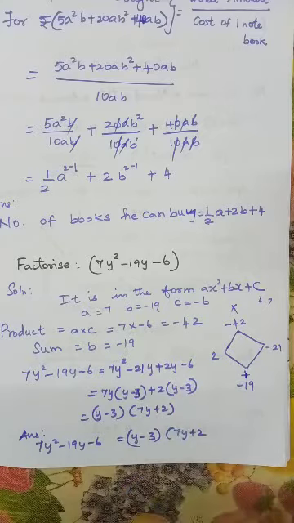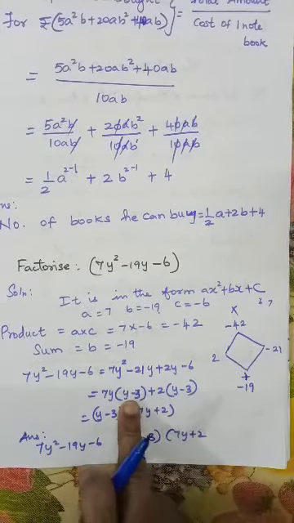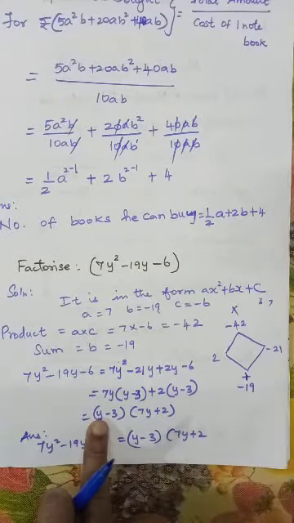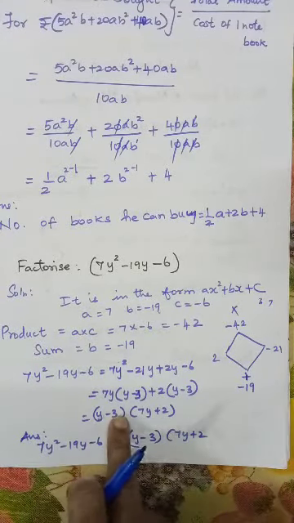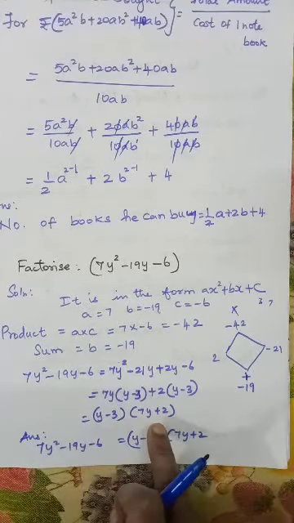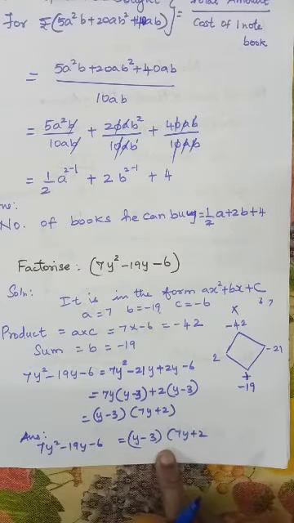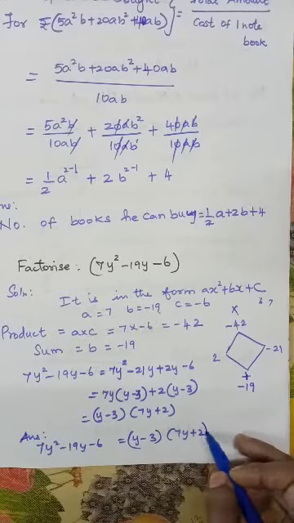3 2s are 6. 2 we have taken common, so here 6y minus 3, here y minus 3. You can take y minus 3 common outside. So y minus 3 into 7y plus 2. So the answer is y minus 3 into 7y plus 2.